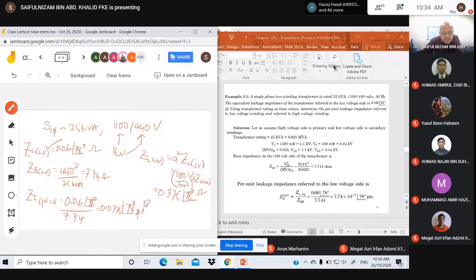Then ZL PU HV equal to 0.375 angle 78 degree, divided by... okay, what is the Z base on the HV side? Z base on HV side equal to 1100 squared over 25 kVA.